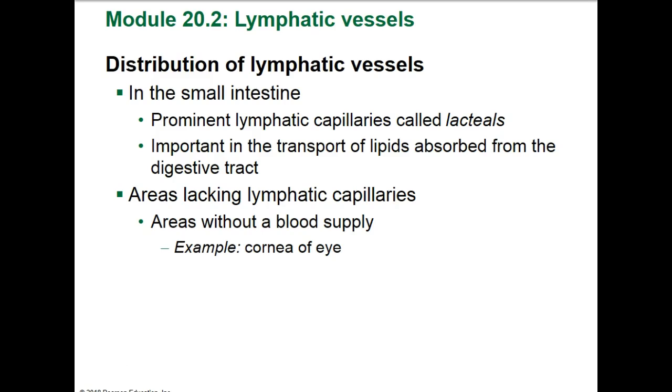Let's talk about where we find some lymphatic vessels. So in the small intestine, we have prominent lymphatic capillaries we call lacteals. And some of their purpose is to transport lipids that are absorbed from the digestive tract. There are areas that lack lymphatic capillaries, though, like areas without a blood supply. The cornea of the eye is a good example.